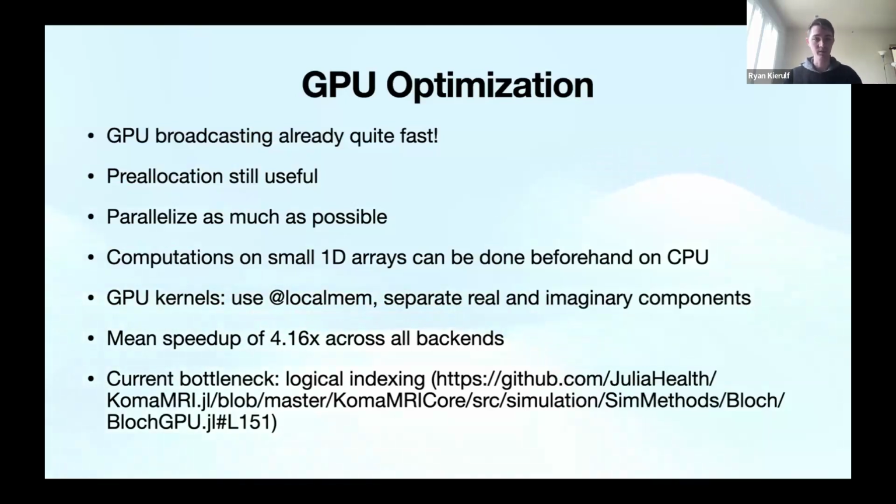And we found that using the local mem macro and separating the arrays into different arrays for the real and imaginary components was also helpful for getting it to run a bit faster. And pretty similar to the CPU speed up, we also saw a speed up of about 4 times across each of the 4 GPU backends that we supported, although it did vary a bit from one backend to the next. And then the current bottleneck seems to be a weird issue with logical indexing, which I wasn't able to figure out, but it seems like there should be a way to get it faster than it is now. So if we can figure this out, then we should be able to speed it up even more in the future.